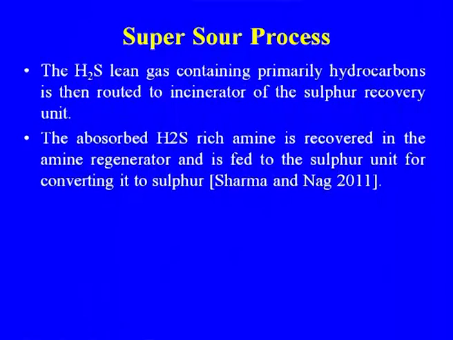The H2S lean gas, containing primarily hydrocarbon, is then routed to the incinerator of the sulfur recovery unit. The absorbed H2S-rich amine is recovered in the amine regenerator and is fed to the sulfur unit for converting the sulfur to elemental sulfur. So this is the process that they are using for the sewer water.